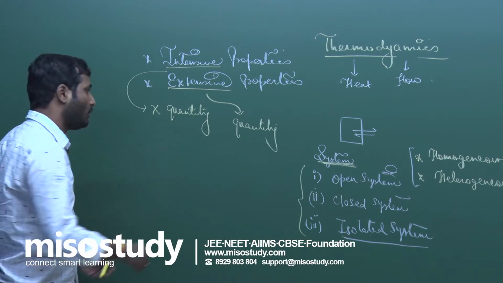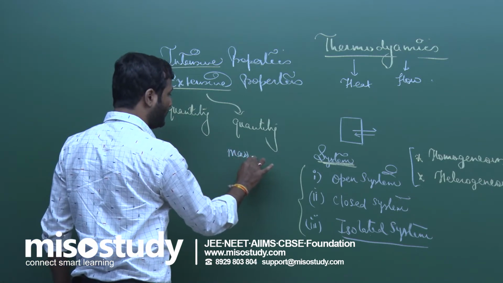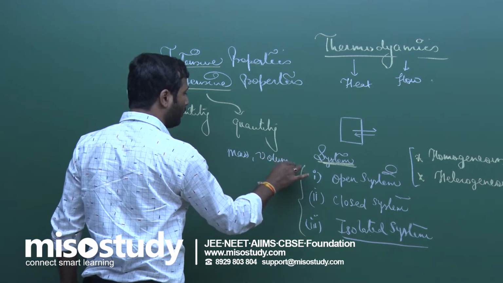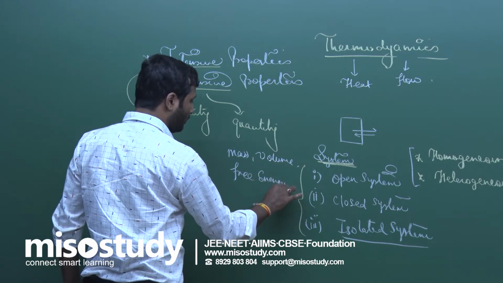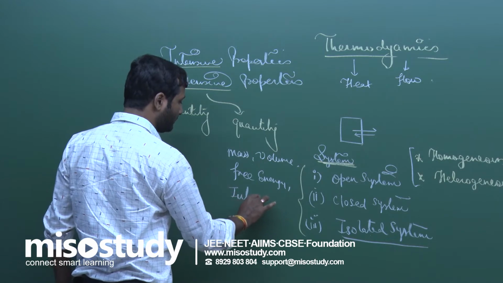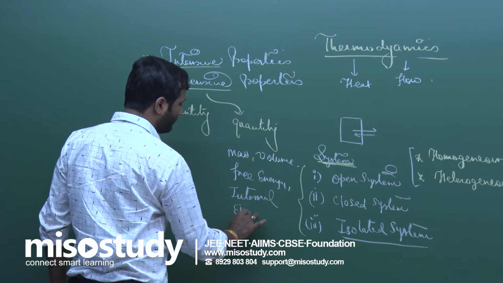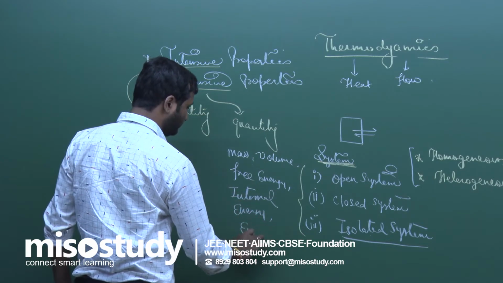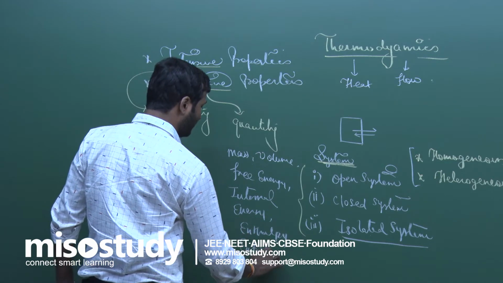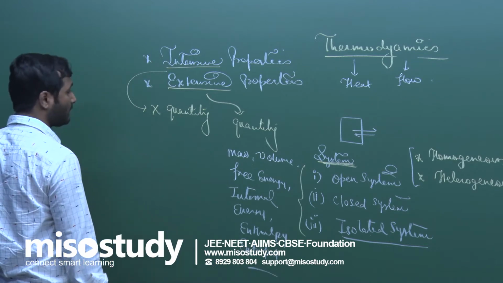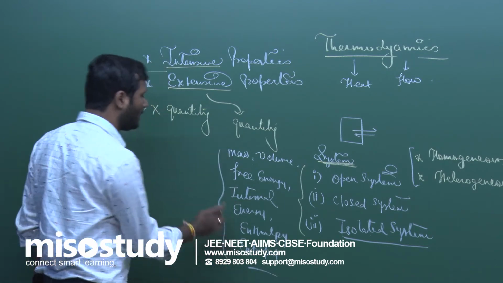For example, we have mass, volume, free energy, internal energy, enthalpy, entropy. These are all extensive properties, that is, they depend upon the quantity.